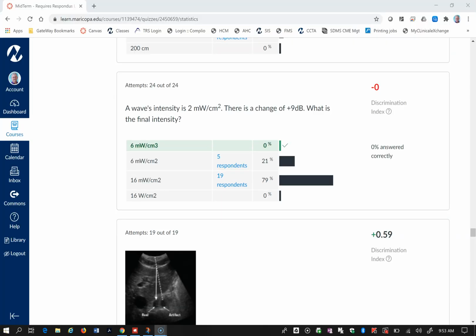A wave's intensity is 2 milliwatts per centimeter. There's a change of 9 decibels. What is the final intensity? So basically, we've doubled it, and doubled it. So the correct answer should be, whoa, I need to go in and fix this. So this is the correct answer, 16 milliwatts per centimeter squared. And so I will go in and correct that for everybody.